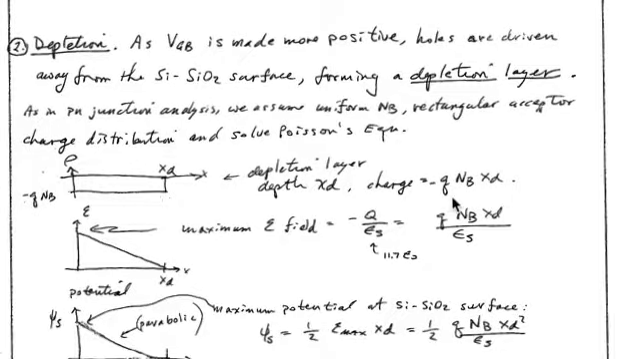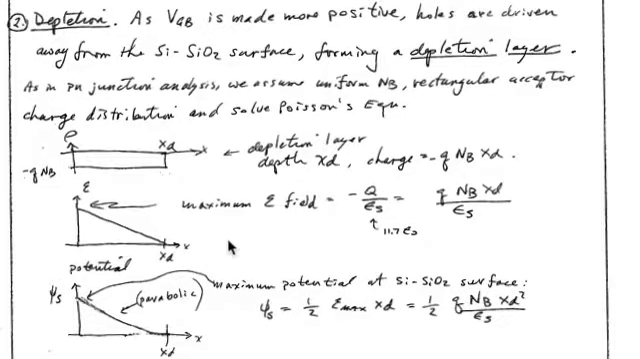The total charge of the region is given by minus Q times the concentration of acceptors in the bulk times the depletion layer depth. The area of that region allows us to compute the maximum electric field, which is just given by minus the charge over the permittivity of silicon. The total charge is Q times the doping times xd, and the permittivity of silicon is about 11.7 times the permittivity of free space.